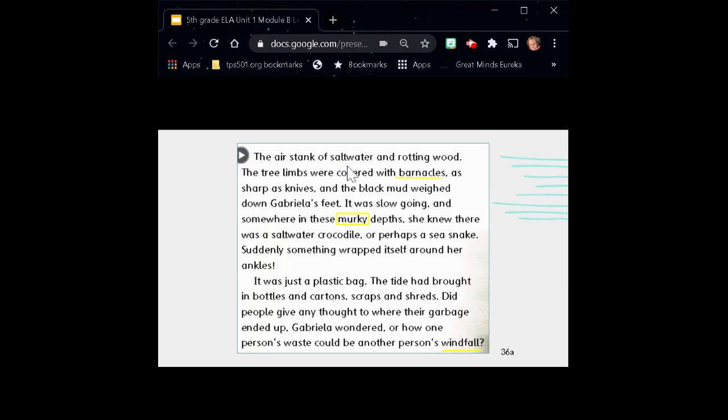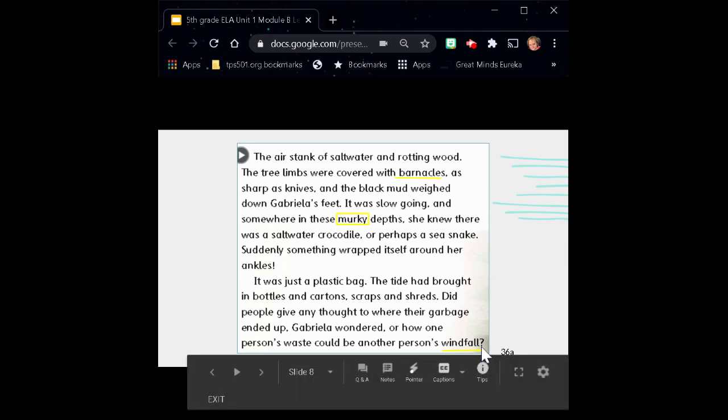You'll notice that she was in salt water, right? Barnacles are like shells and rock that have attached to things, and they kind of grow on it, and it can damage the tree, or if it's on a boat, it can damage the boat. Those barnacles have to be scraped off.